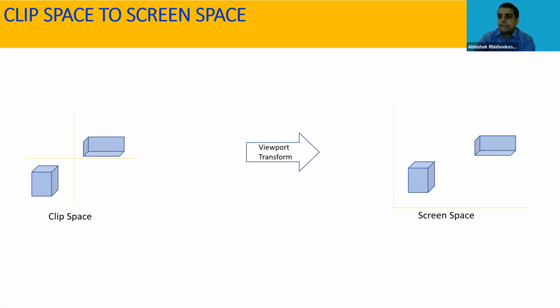Okay, screen space converts clip space objects to pixels on the screen. The screen may be of the resolution 1920 cross 1080 pixels for a laptop, for example, or 480 cross 900 pixels for a mobile phone.